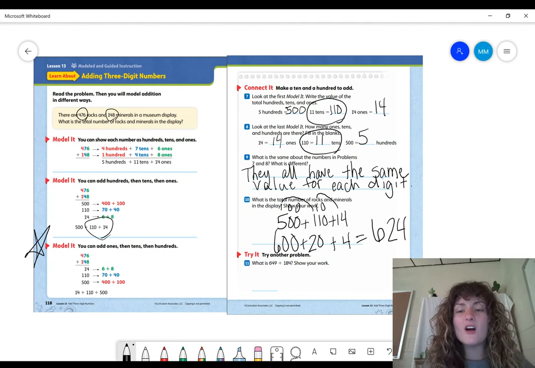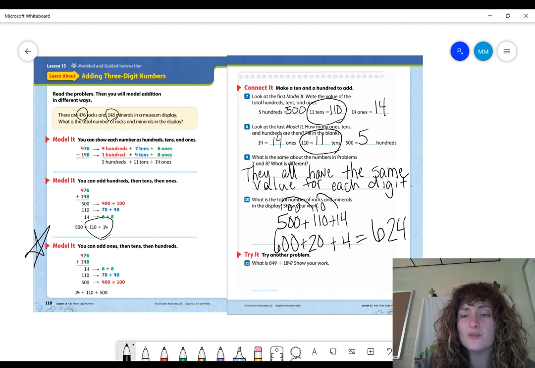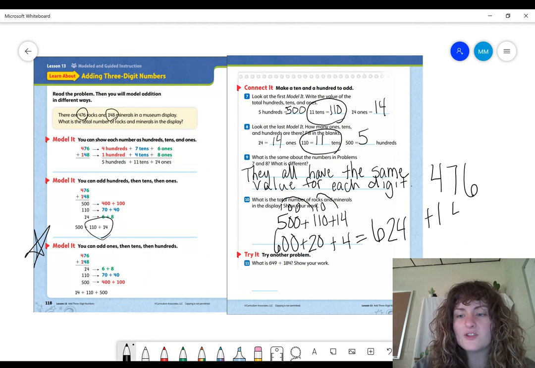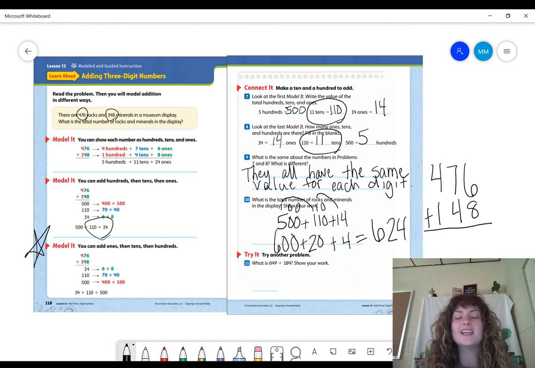624. We can also solve this in a different way. So I'm going to show you another strategy that I know a lot of you guys like to use. So let's show it like this. 476 plus 148. So we showed the value of each place. We put our ones, our tens, and our hundreds together, and then we found the whole. But let's look at it this way.